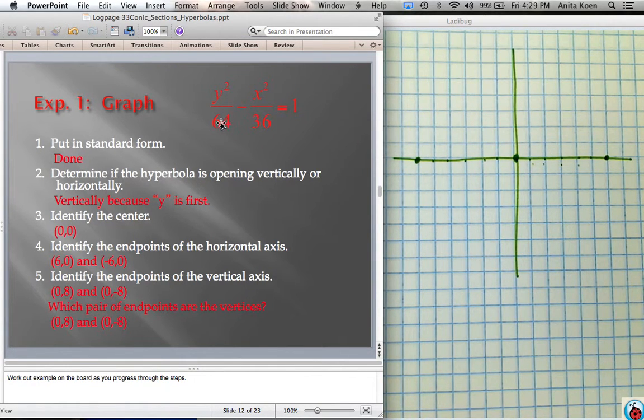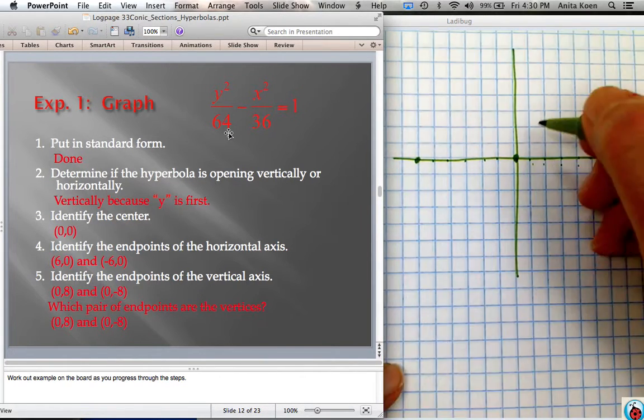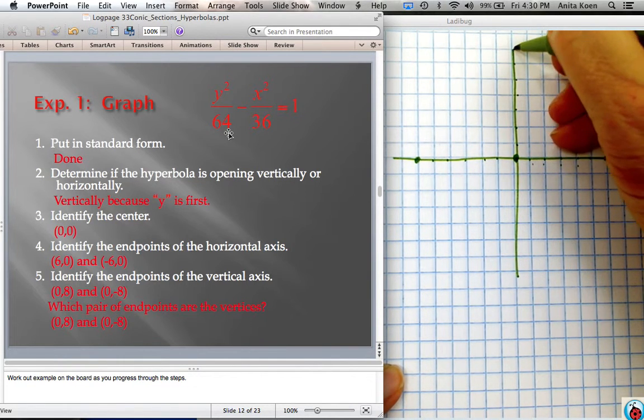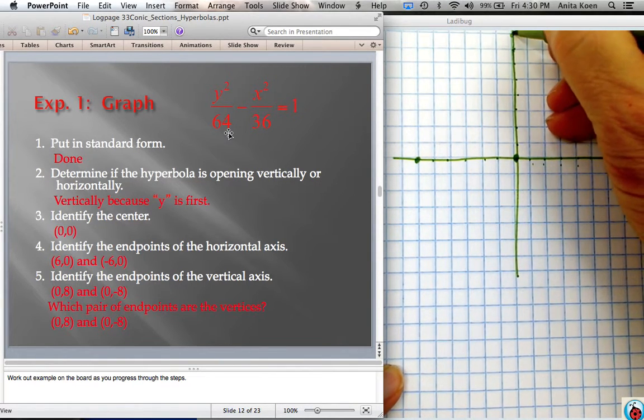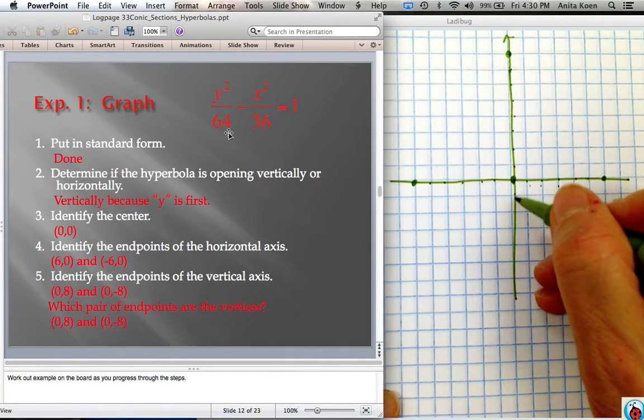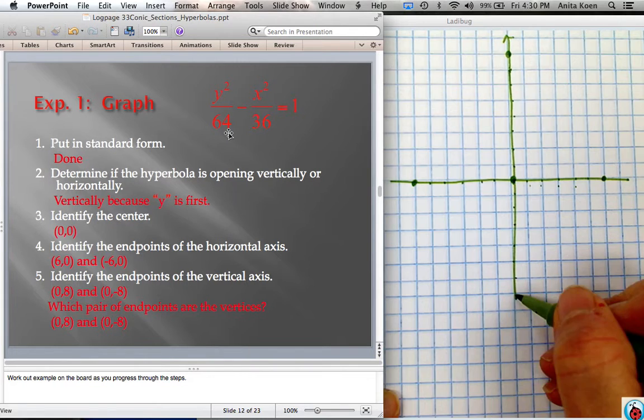The endpoints of the vertical axis are going to be the square root of b squared, which is 8 and negative 8. So I'm going to go from the center up 8, 7, 8, and down 8. 1, 2, 3, 4, 5, 6, 7, 8.